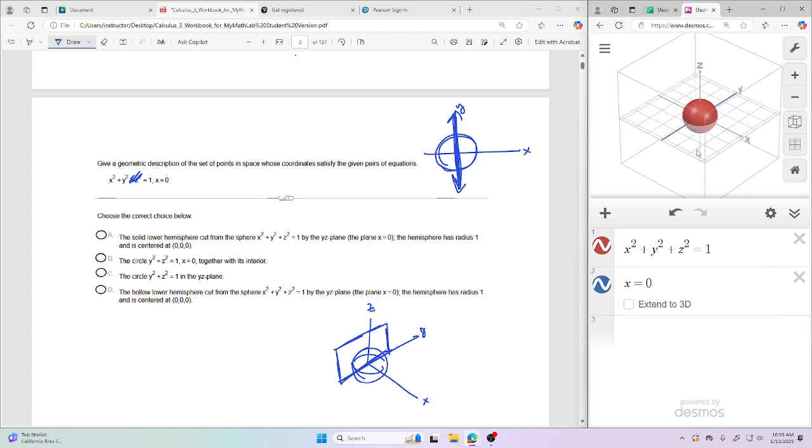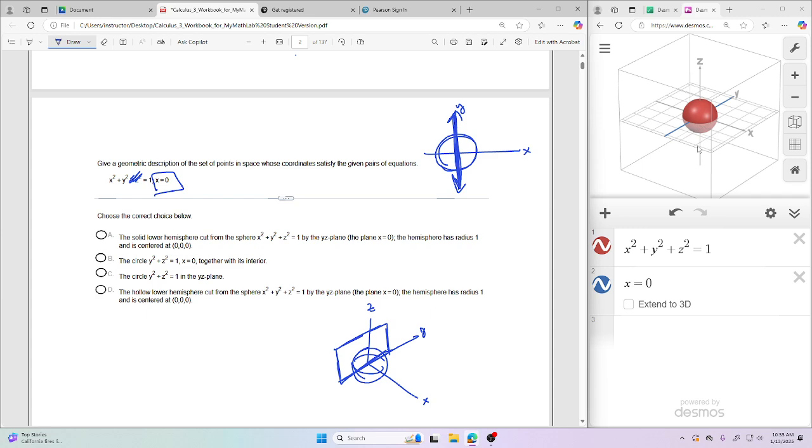Does that make sense? In another way, from this equation, what is y equal to? Anything. What is z equal to? Anything. Exactly right. So all my y's and all my z's are possible, even negatives. That's why it's a sheet of paper. It's a plane. So basically, I have a ball cut in half. All right, so let's figure that out.